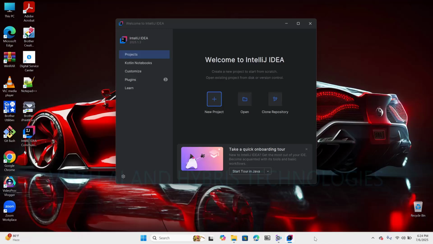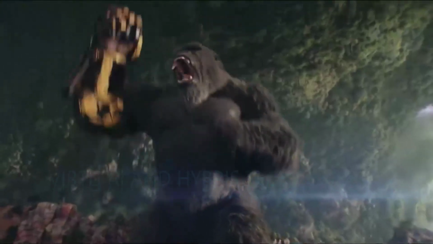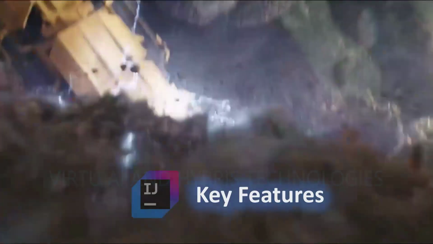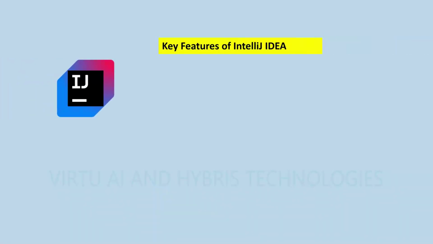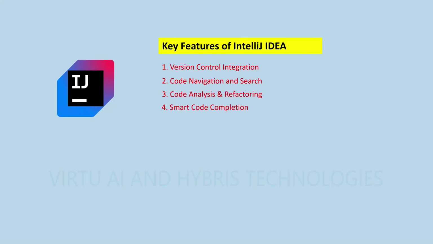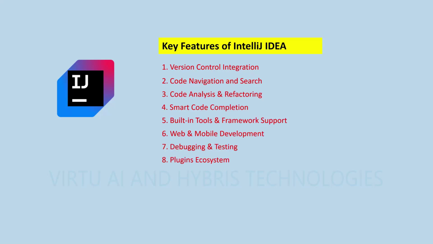Before exploring IntelliJ IDEA, let's learn about its key features. The key features of IntelliJ IDEA are version control integration, code navigation and search, code analysis and refactoring, smart code completion, built-in tools and framework support, web and mobile development, debugging and testing, plugins ecosystem, intelligent editor, and AI-powered features, the JetBrains AI Assistant.